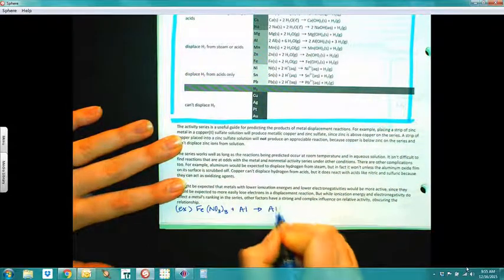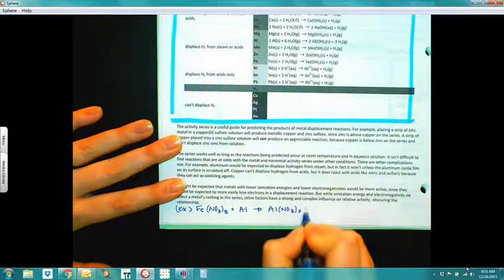So we would have a reaction. Aluminum is now with nitrate, and iron goes home all alone. Okay. Let's do another example.